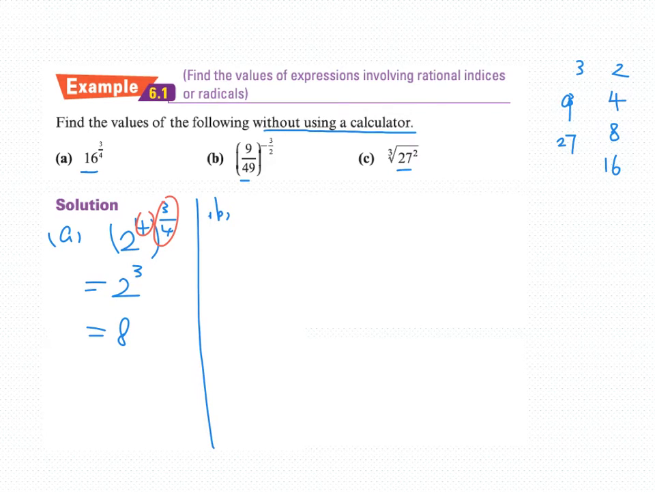Okay, B. 9 over 49, to the power negative 3 over 2. Change 9 to 3 squared, and 49 is 7 squared.